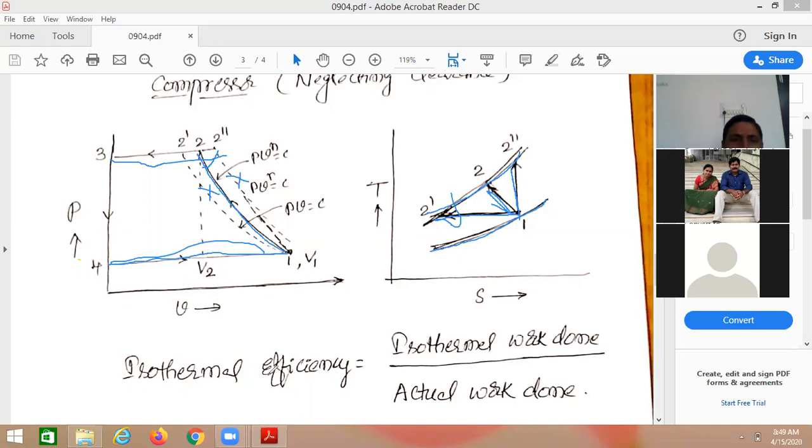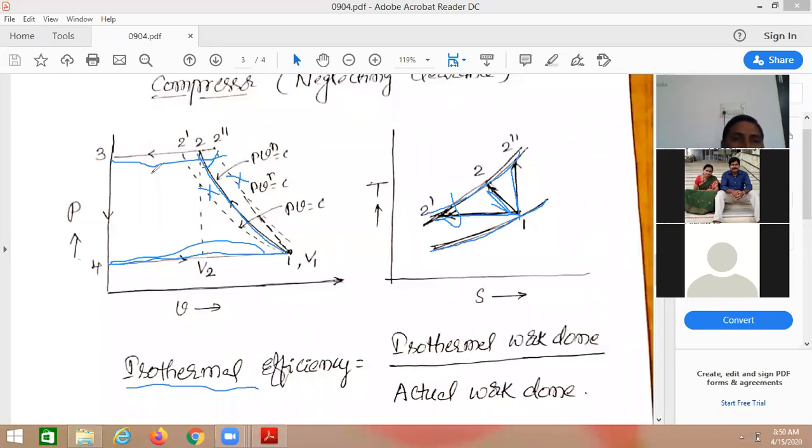From there, the definition of isothermal efficiency is given as the isothermal work done, that is, the work for compressing the air, divided by the actual work done. What is the actual work done? When the polytropic process is followed, the isothermal efficiency is the isothermal compression work divided by the polytropic compression work. From this cycle, what can be understood? The area under any curve, or the area occupied by any cycle, gives the work done.